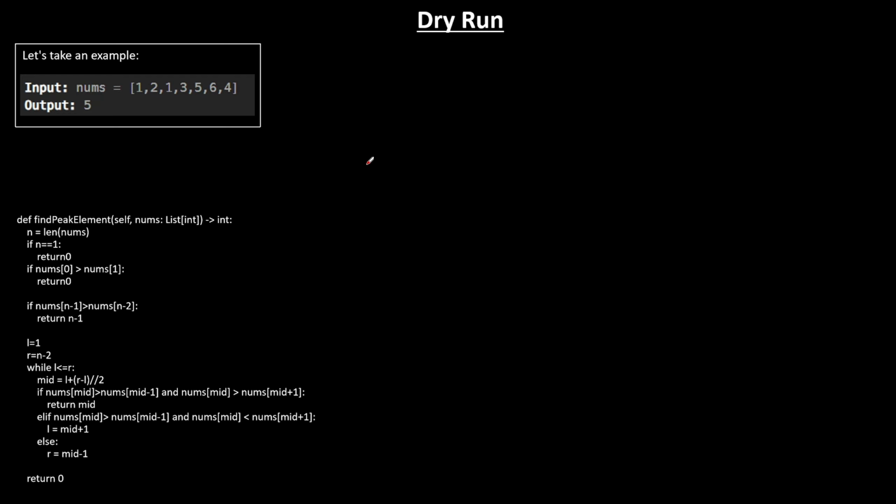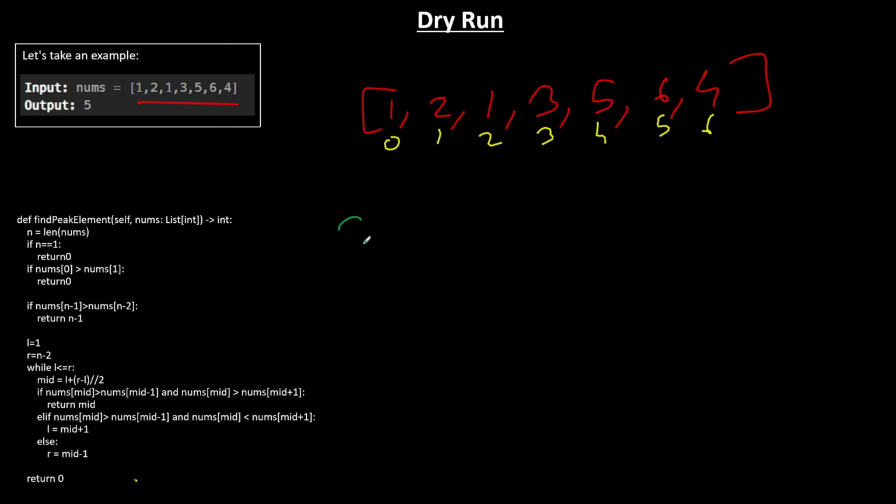Now, since we have the understanding of the code, let's look at the dry run of the example. Let's take this example. I have brought down the code here for much clearer understanding, and also I have written the example here. Let's start the dry run. First, n equals the length of nums, which is basically 7 here.